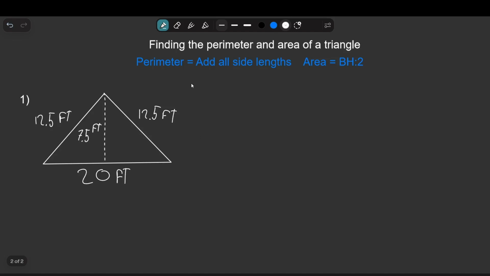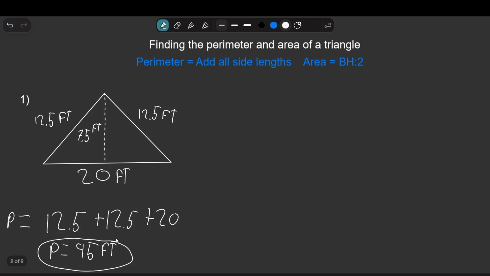To get the perimeter, we have to add all side lengths. We have all of them, so we just add them up straight away. 12.5, or 12 and a half, plus 12.5 again plus 20. So 12.5 plus 12.5 equals 25, plus 20 equals 45. So our perimeter will be 45 feet.